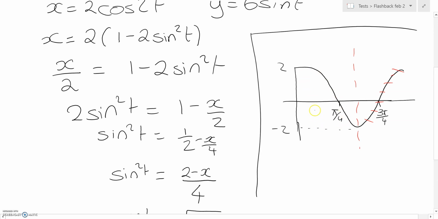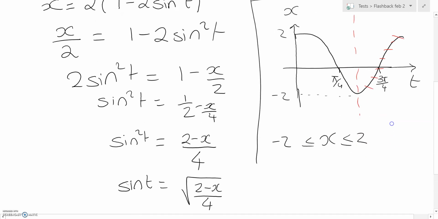Now let's look at the domain on here. If we've been asked to work out the domain, in the graph I've drawn, on the x-axis we've got t, and on the y-axis we've actually got x, and we want to work out the set of x values we have. We can see that x lies between minus 2 and 2. So k must be equal to 2.